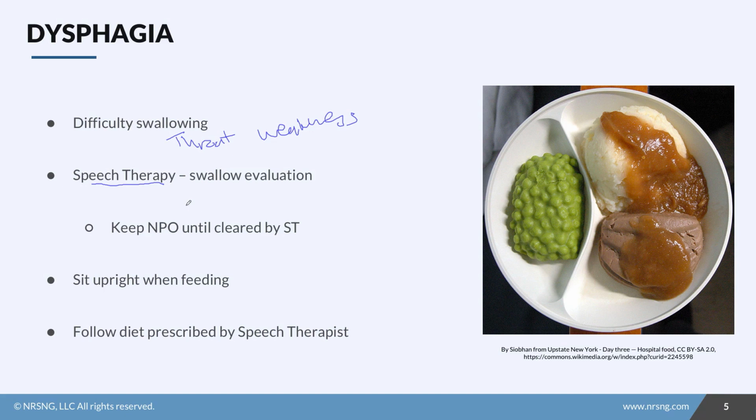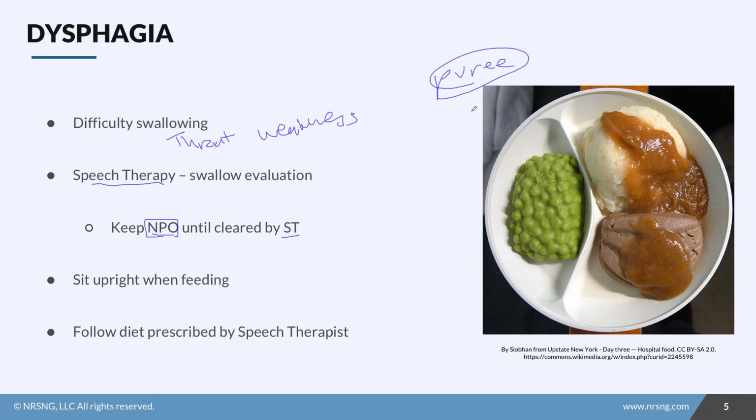All right. Now, we keep these patients NPO until they're cleared by speech therapy. Of course, NPO means nothing by mouth. It's actually like nothing per os or something like that. But you don't give them anything by mouth until they're cleared by speech therapy. Now, if they do show that they're at risk for aspiration because they can't swallow appropriately, we need to put them on aspiration precautions. This means smaller bites, sitting them upright when they're feeding, and sometimes a special diet. Now, the speech therapist will be able to tell you exactly what diet this patient needs. So, again, work with them. In this picture over here, what you're going to see would be a puree diet.